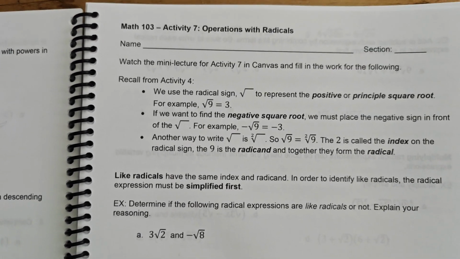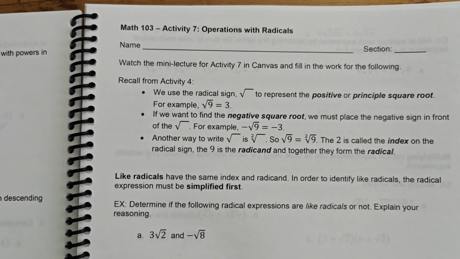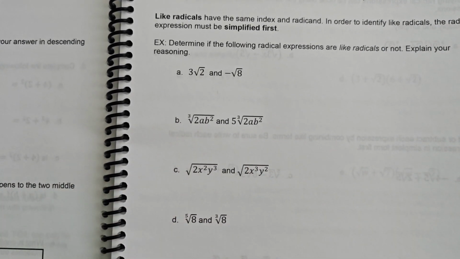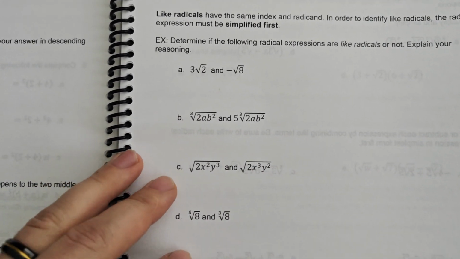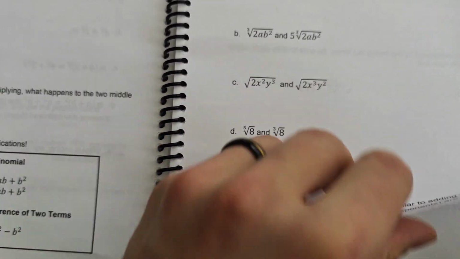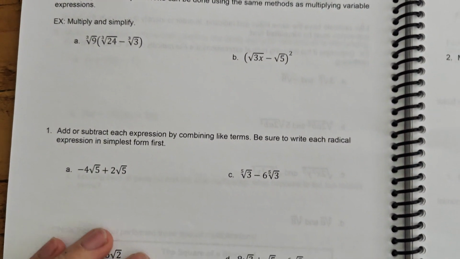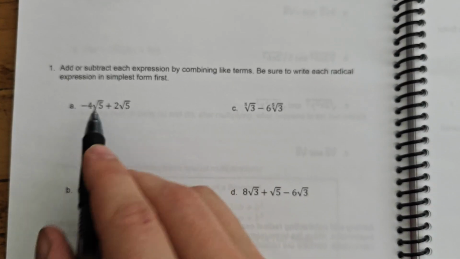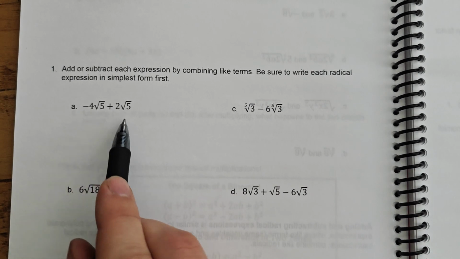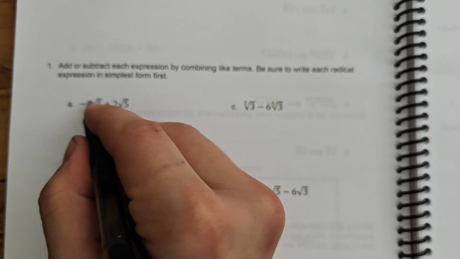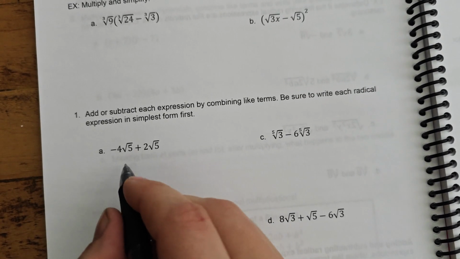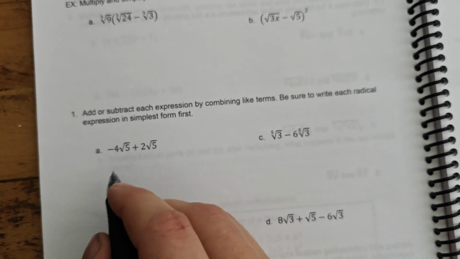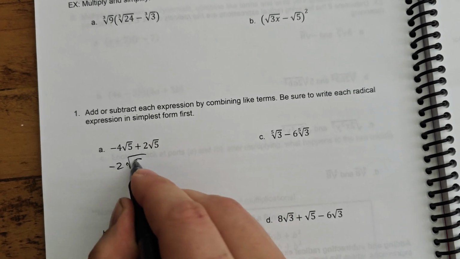Activity 7 has more operations with radicals. So now we're dealing with messier, bigger terms underneath the radicals, adding and subtracting radical expressions, combining like terms with radicals in there. You can only add or subtract things that have the same type of roots on them. So here we've got root 5s with root 5s. You can subtract those. They're the same sort of thing. You have negative 4 of these things plus 2 of these things. That gives you negative 2 root 5.